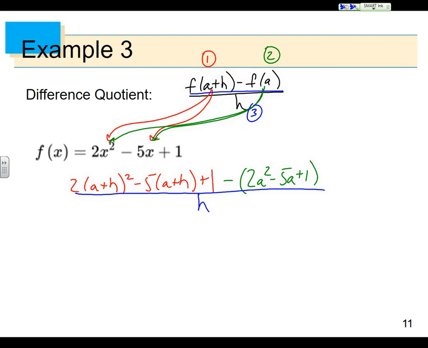Now my goal is going to be to clean this up. Get rid of all the parentheses. There's going to be a lot of stuff that cancels. I'll show you exactly what cancels in just a minute.